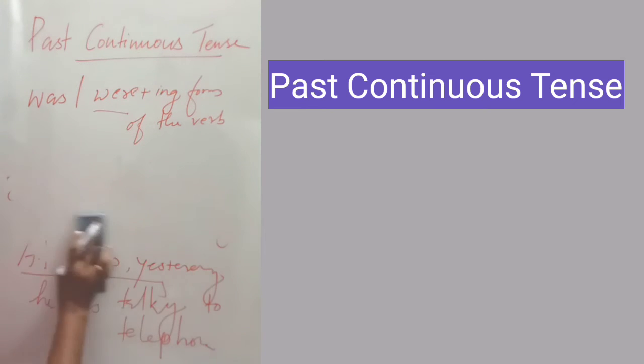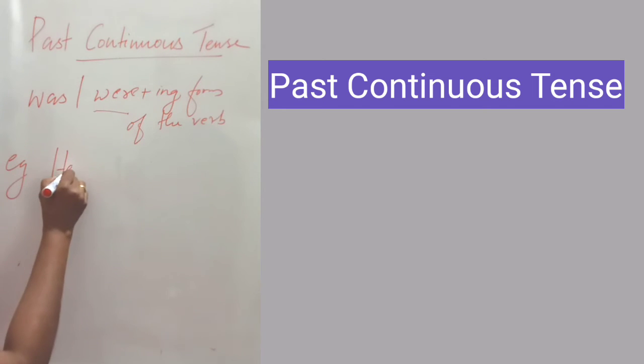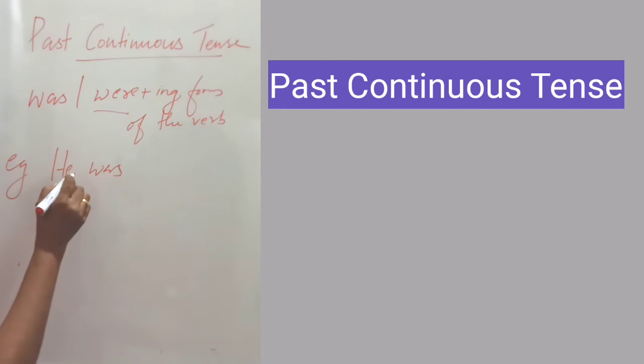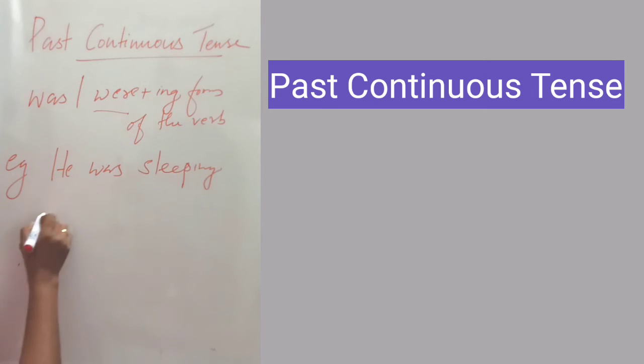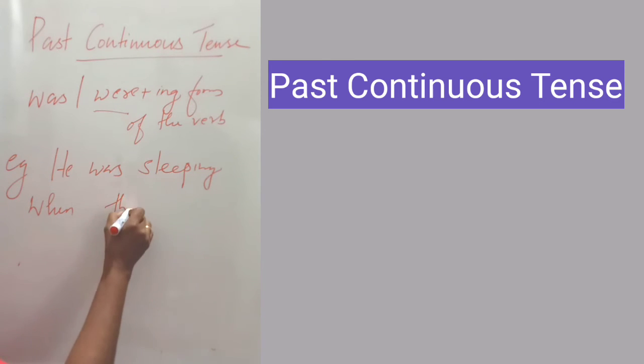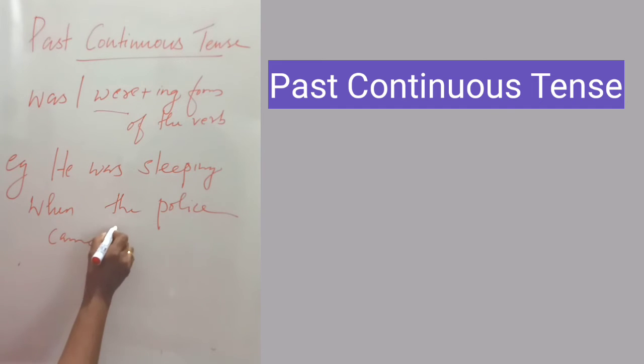Then another occasion where we use past continuous tense. It is often used together with the past tense to show that one activity was in progress while another took place. For example, he was sleeping when the police came to arrest him.